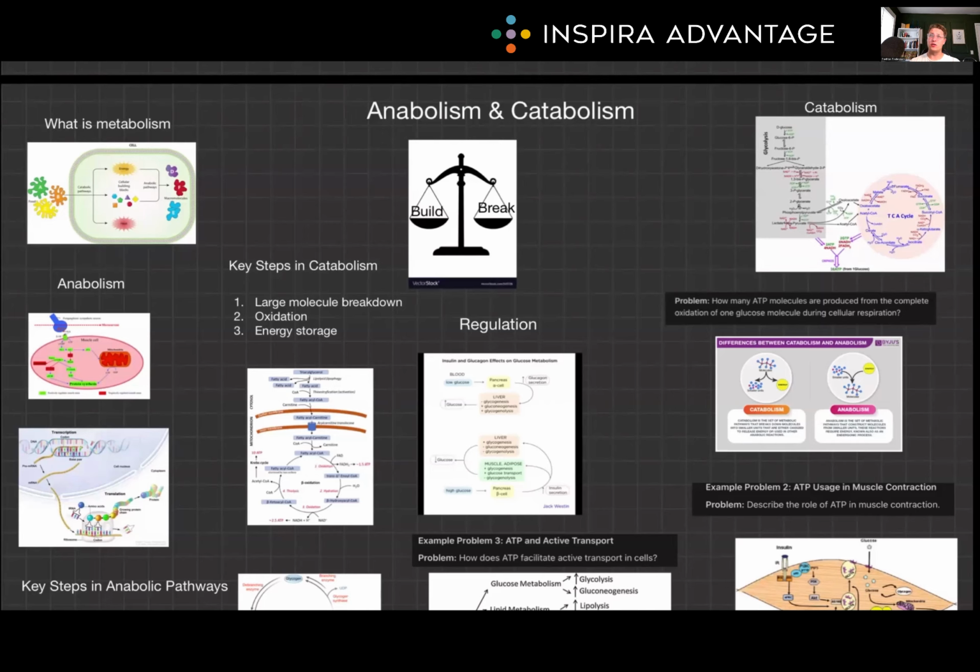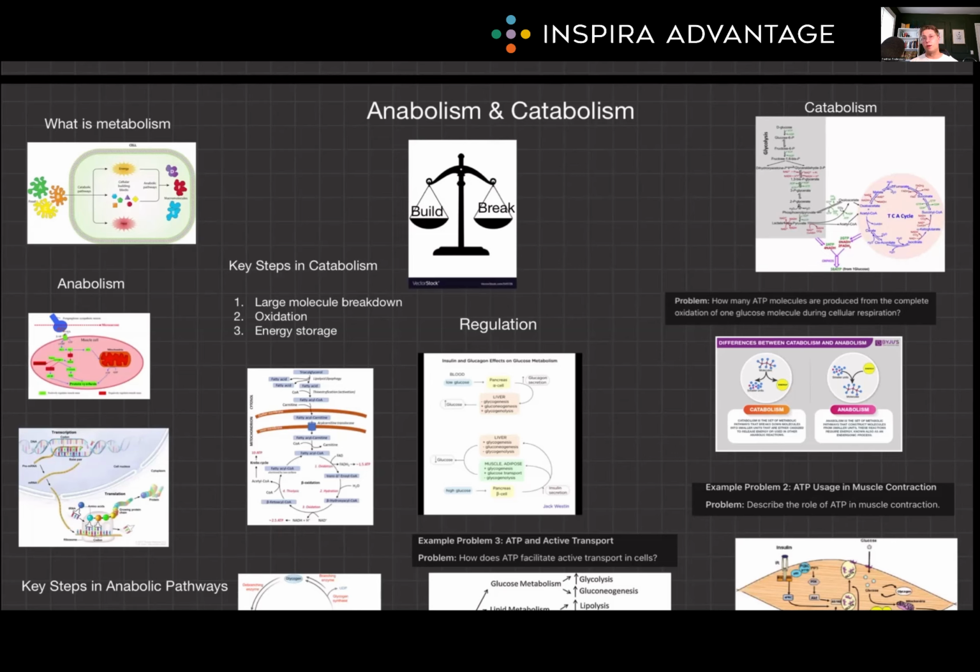Today we're diving into the essential biochemical concepts of anabolism and catabolism, building and breaking. These processes are crucial for understanding how our bodies manage energy and build or break down molecules. By the end of the video, you'll have a clear grasp of these metabolic pathways and their significance in the human body from a top-down view.